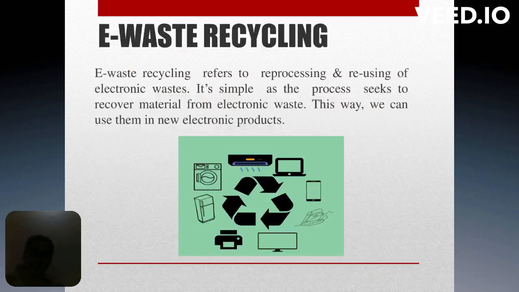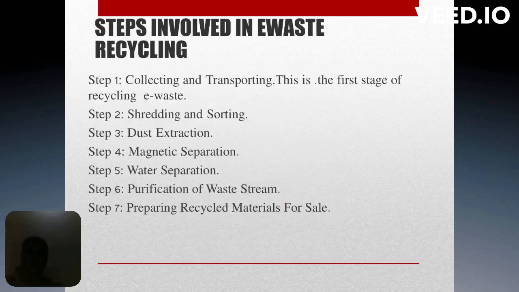So let's discuss what e-waste recycling is. E-waste recycling refers to reprocessing and reusing of electronic waste, which simply means the recovery of materials from the e-waste, which can be used in new electronic products. That is known as e-waste recycling. There are 7 steps involved in e-waste recycling. The first step is collection and transportation. Second is shredding and sorting. Third is dust extraction. Fourth is magnetic separation, and fifth is water separation. The sixth step is purification of waste stream. And the last is preparing recycled materials for sale.